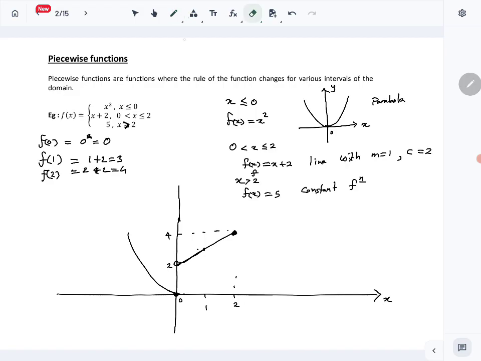Now the last section. Last section is what? All the values greater than 2. That is what? f of x equals 5. So put a circle because it doesn't belong, because 2 belongs to the second section. Right. Then draw a horizontal line through 5. So this is the graph of this piecewise defined function. So it has 3 different shapes. Right.